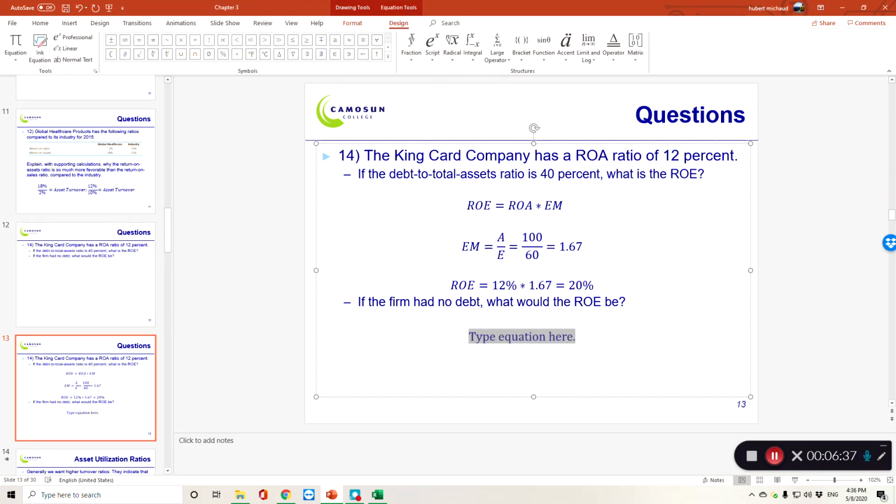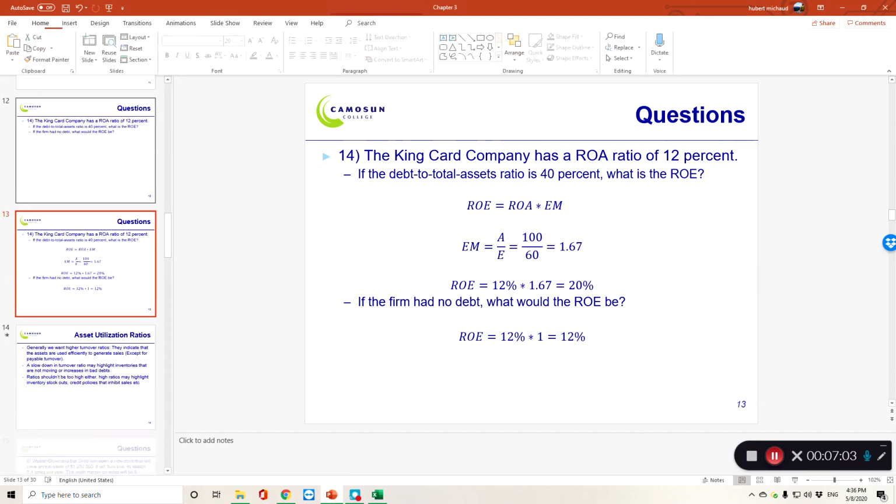The second part of the question just says, well, what would happen if we have no debt? If we have no debt, the equity multiplier would be 1, right? Asset would be equal to equity, so this A would become E, and we would have E over E, which gives us 1. So in this case, the ROE would be the ROA times 1, which is simply the ROA, 12%. And that's the answer for our questions.